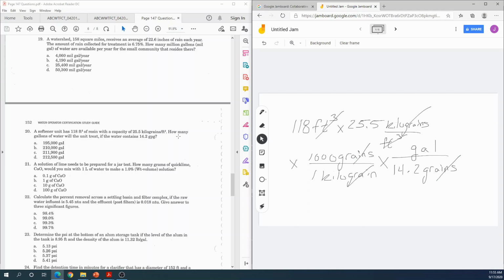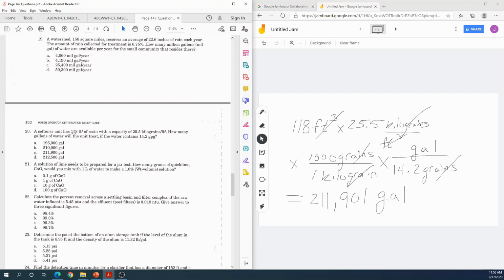118 cubic feet times 25.5 kilograms per cubic foot. We convert to 1,000 grains per 1 kilogram. And we know that our water has 14.2 grains per gallon. This is going to equal 211,901 gallons. Which is equal to C, 211,900 gallons.